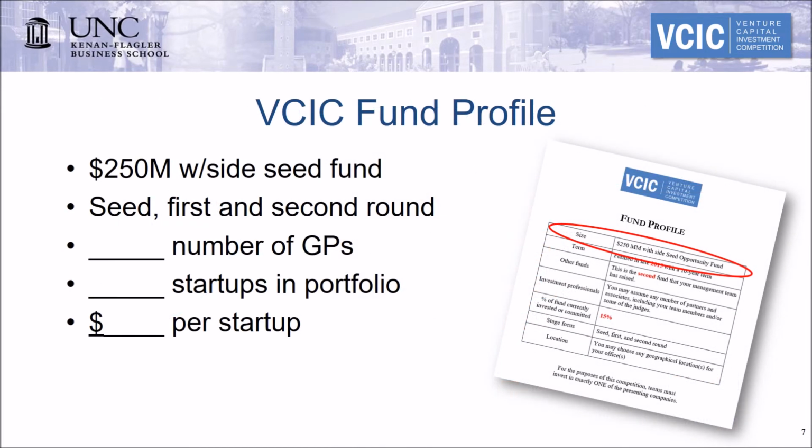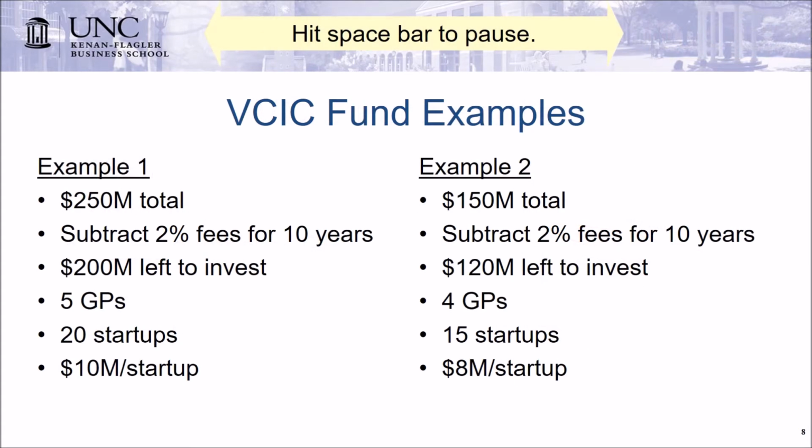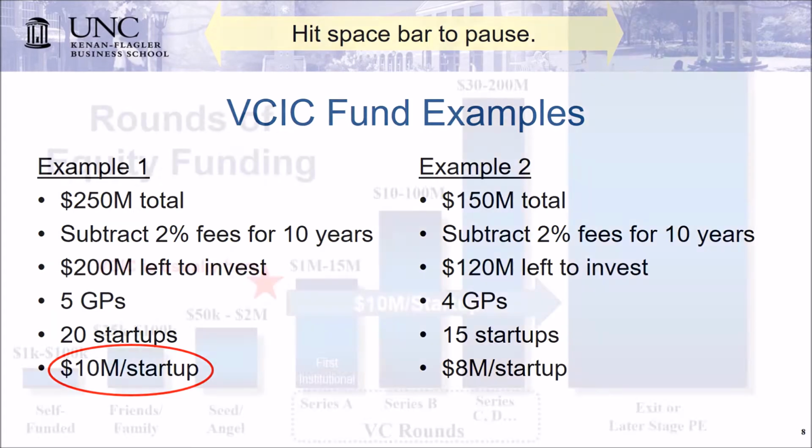At your VCIC event, you'll be given a fund profile that will include the size of the fund, but it will be up to your team to fill in some of the blanks. Here are a couple of ways your team might break down a fund strategy. Feel free to pause the video to take notes here, or you might want to refer to the previous video to review this. I'm going to move forward with the assumption that our fund strategy is to invest an average of $10 million in each startup.